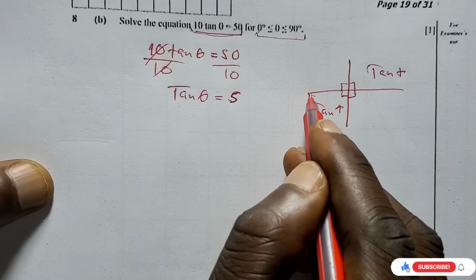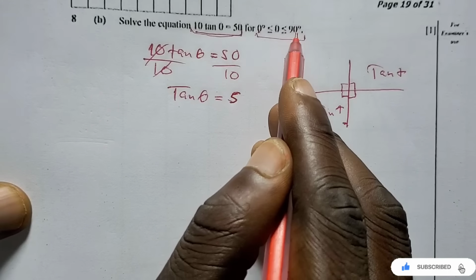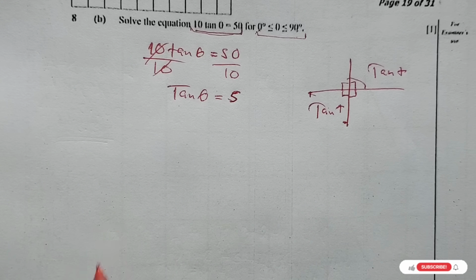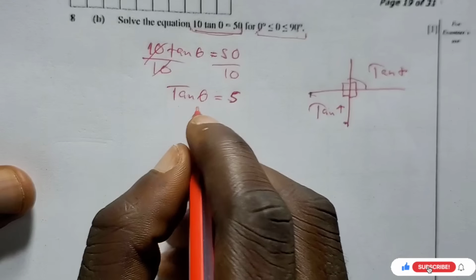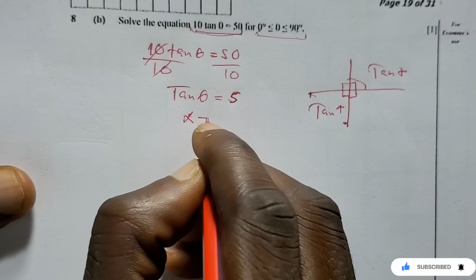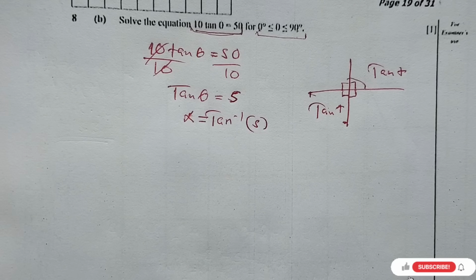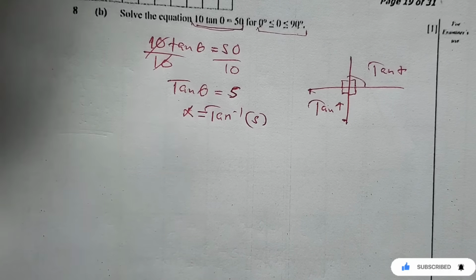But here the issue is it's above 180 and below 270. And we are told that it should be between 0 and 90. So it's supposed to be the first quadrant. Yes, the first quadrant. So we're going to take the tan inverse of this. So we're going to say alpha is equals to tan inverse of 5. We're going to go on our calculator, then punch shift, then tan, and then 5.